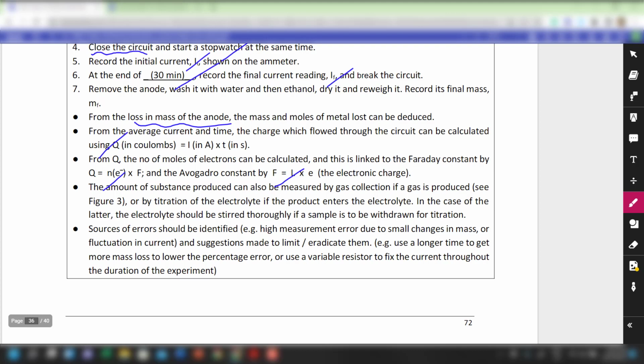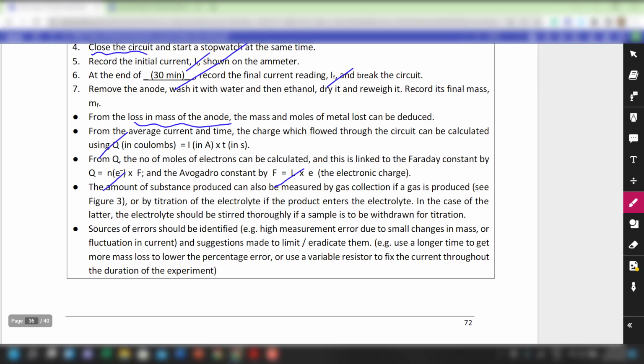So what are the sources of errors? It could be high measurement error due to a small change in mass, giving a high percentage error in that sense. Or it can be due to fluctuation in the current. You may begin with, let's say, 9 amperes, but at the end of the day you may end up with, say, 7 amperes. So it could add on to the uncertainty.